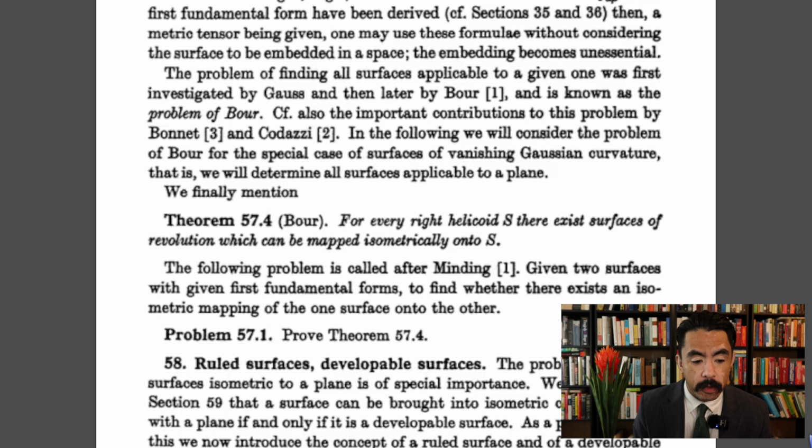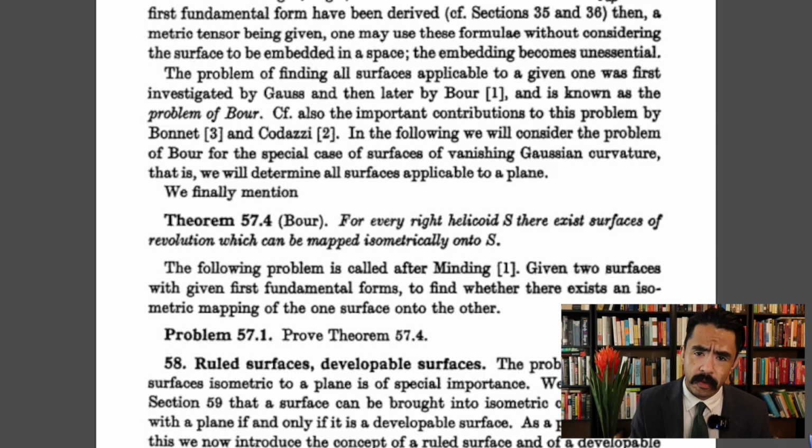In the following, we will consider the problem of Bohr for the special case of surfaces of vanishing Gaussian curvature. That is, we will determine all surfaces applicable to a plane. We finally mention theorem 57.4, the theorem of Bohr. For every right helicoid S, there exist surfaces of revolution which can be mapped isometrically onto S. The following problem is called after Minding. Given two surfaces with given first fundamental forms, find whether there exists an isometric mapping of the one surface onto the other.